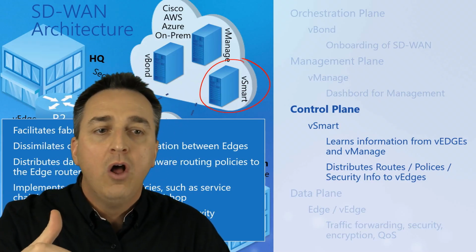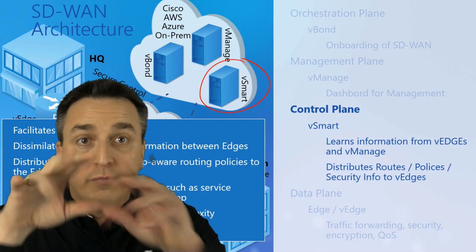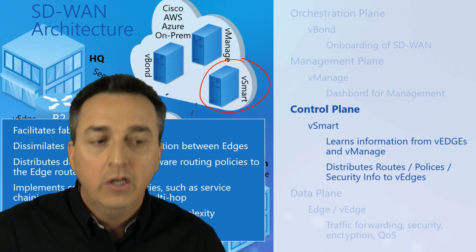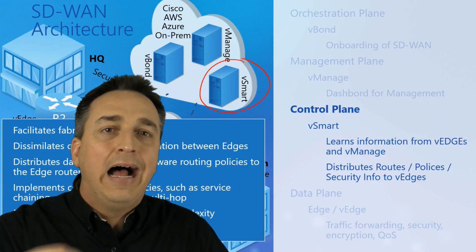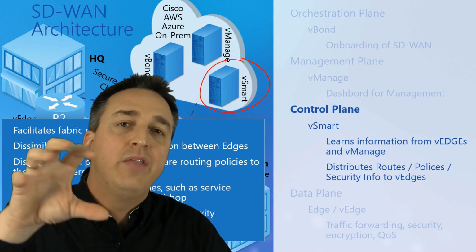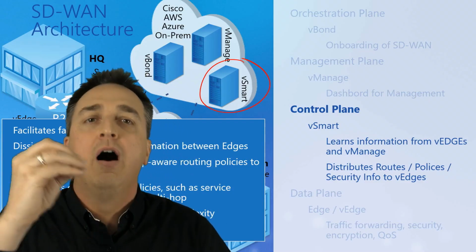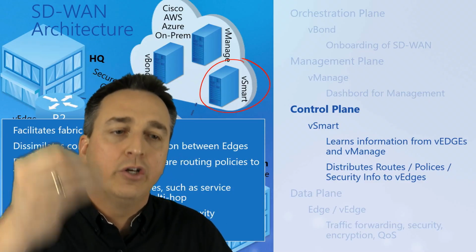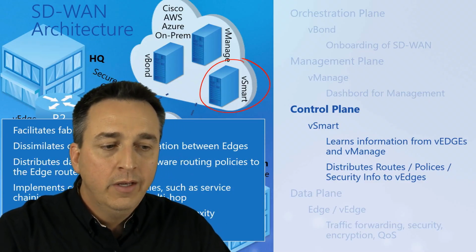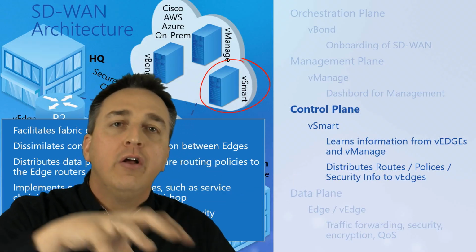So it learns about all the policies that you've defined, through what? Through your vManage console that you have. So it learns how the network needs to be based on the policies that you have defined. It's your centralized enforcer of policy and control. In addition, it can learn, as you can see, from other devices.